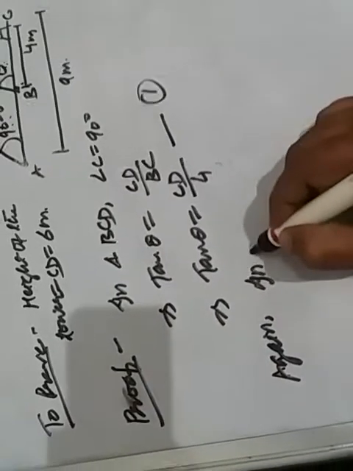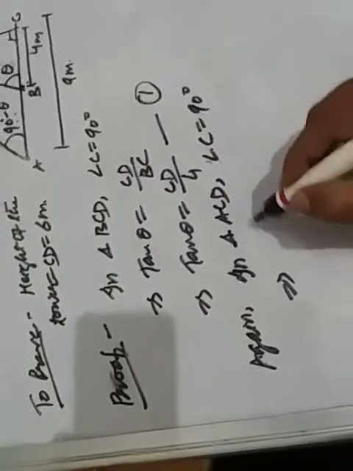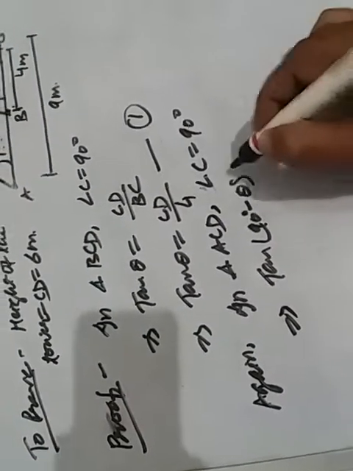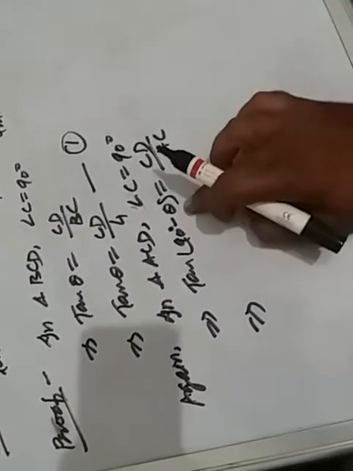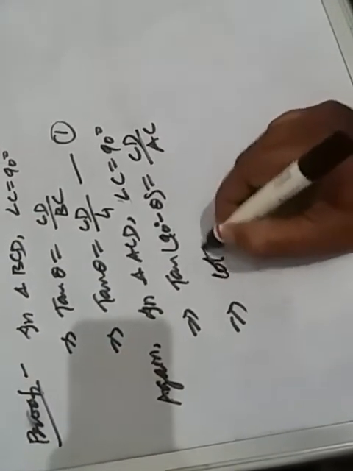children, in triangle ACD, angle C equal to 90 degree. This implies that tan, this time the acute angle is 90 minus theta, tan 90 degree minus theta equal to what? That is CD upon AC, right? Clear, children? By the complementary relationship in trigonometry, tan 90 minus theta equal to cot theta.